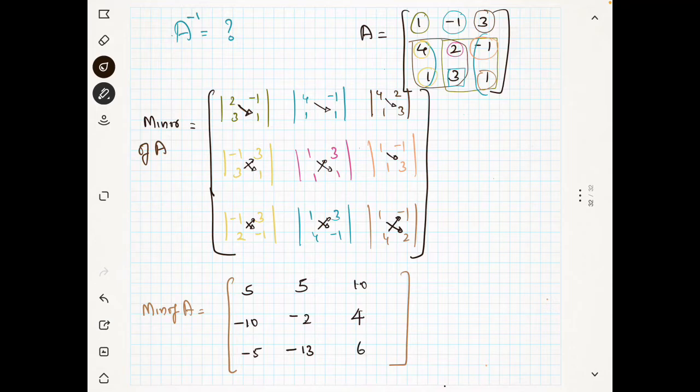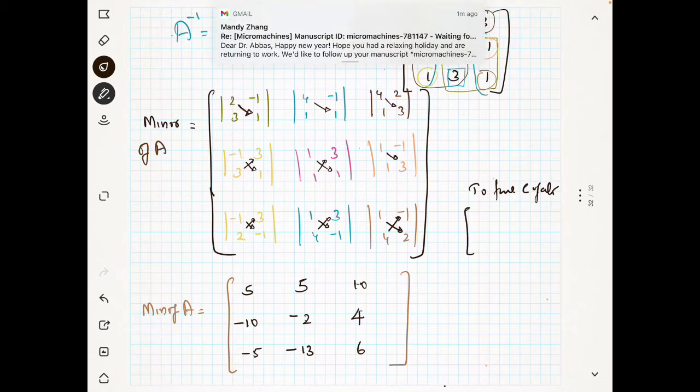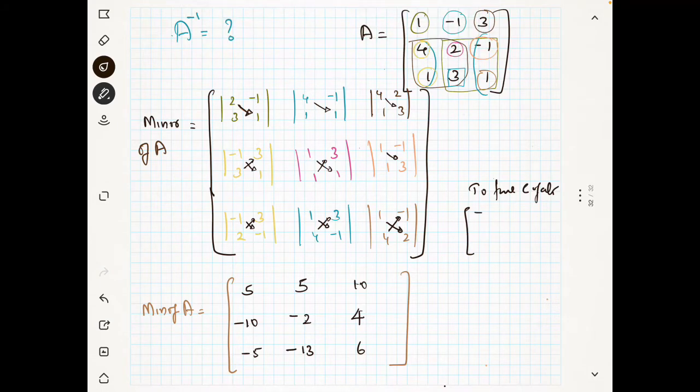Now how to find the cofactor? To find the cofactor, you have to assign the sign. So what is that sign? It is plus, minus, plus, then minus, plus, minus, then plus, minus, plus, okay. So we are going to find the cofactor of A.